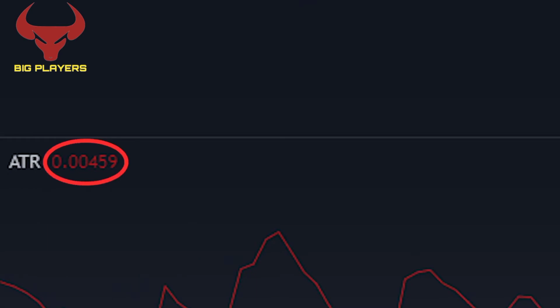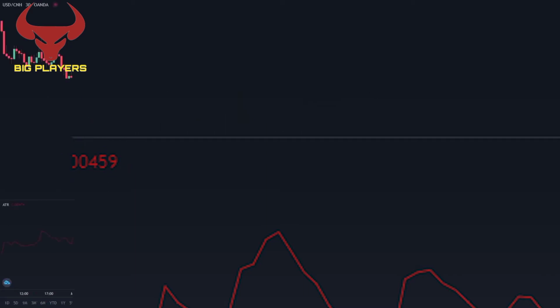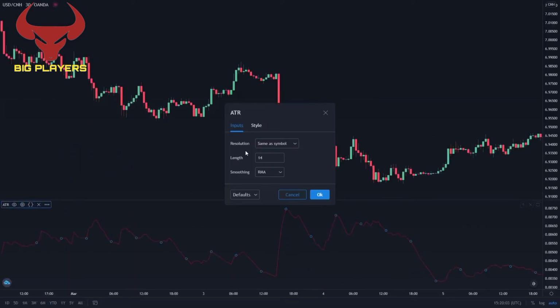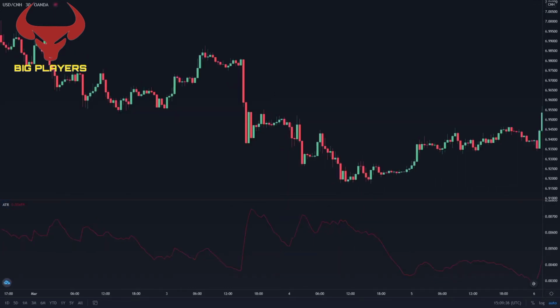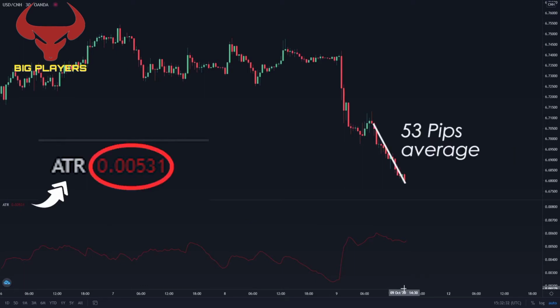So this number shows the average pips of the market in the past 14 candles. You can switch this to whatever value you want in the settings, but I prefer the original. So you can see here, this means that in the current market, the average pips of the last 14 candles is 53 pips. So the higher the value, the more volatile the market is, and the lower the value, the less volatile the market is.